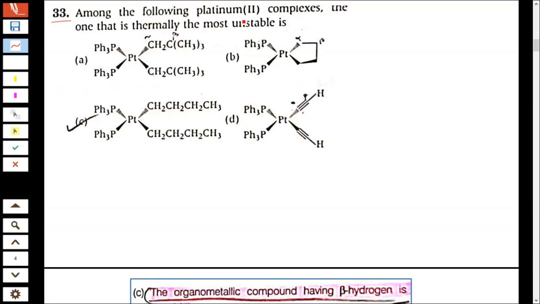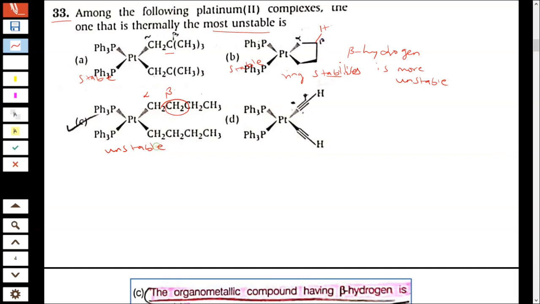Question number 33. Among the following platinum complexes, the one which is thermally unstable is. Listen, in these platinum complexes, the complex having beta hydrogen is more unstable. Hence, you find in complex A, there is no beta hydrogen, so it is more stable. Compound B contains beta hydrogen, but due to this ring, it stabilizes the compound. Hence, it is also more stable. In compound C, it contains beta hydrogen, hence it is unstable. It's the most unstable complex.